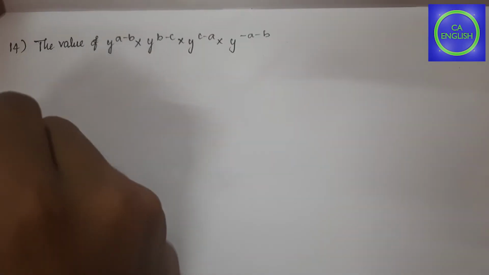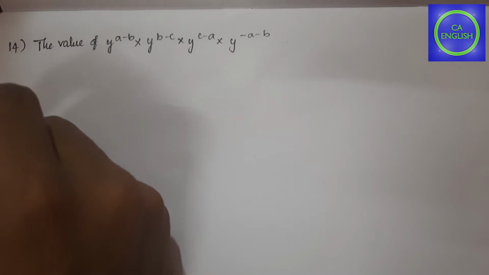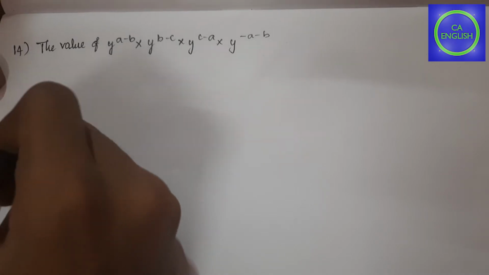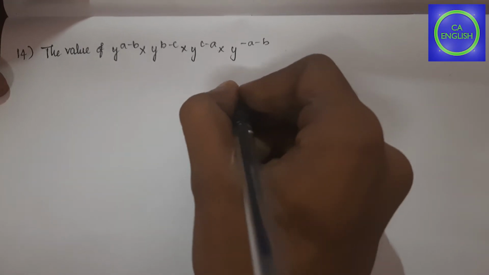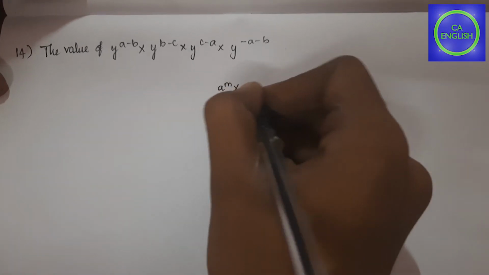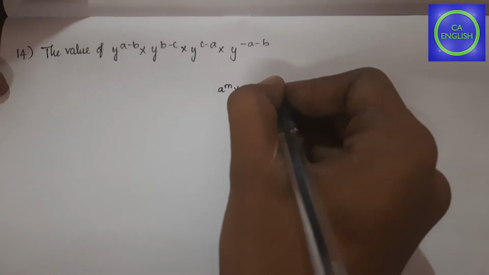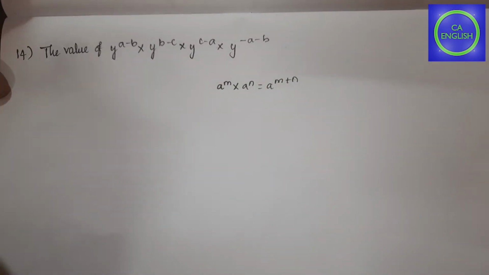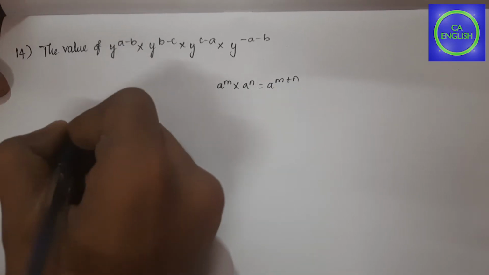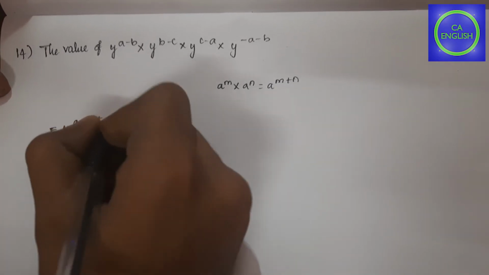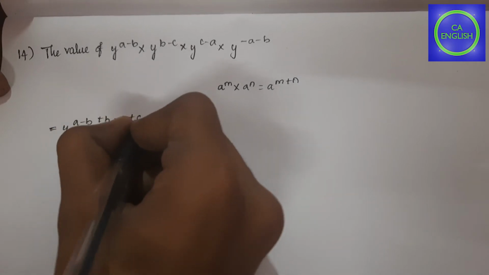14th sum: the value of y power (a minus b) into y power (b minus c) into y power (c minus a) into y power minus (a minus b). Here we are going to use one law first. a power m into a power n is equal to a power m plus n. This is the law we are going to use. Just apply that law: y power (a minus b) plus (b minus c) plus (c minus a).